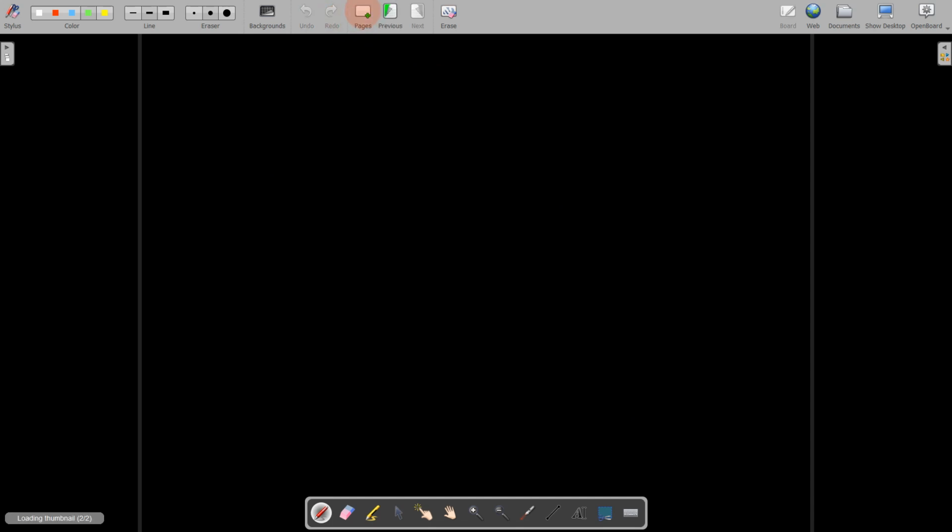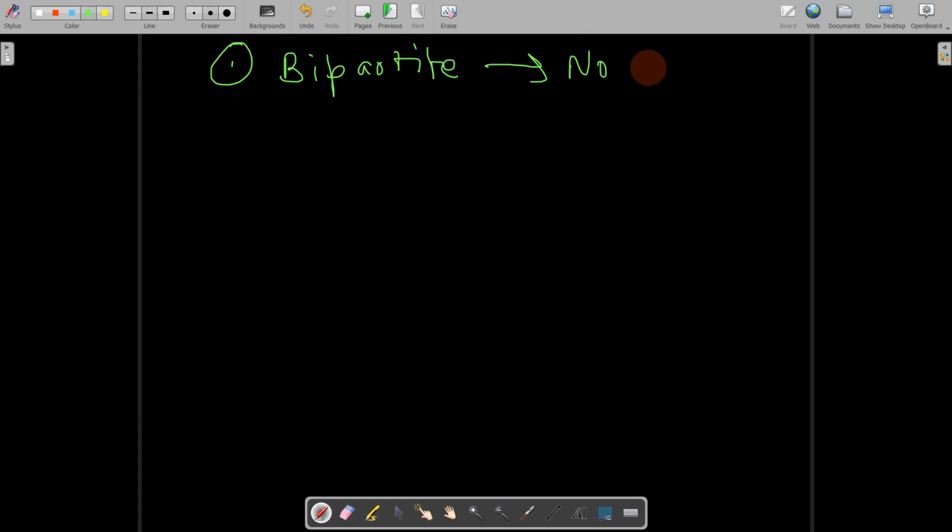Let us move on to some results about the bipartite graph. Number one: if your graph is bipartite, this implies that there are no odd cycles present in your graph. Its proof is also very easy to look at. I will tell you the intuition. If you know your graph is bipartite, then you can conclude that there are no odd cycles present in your graph.